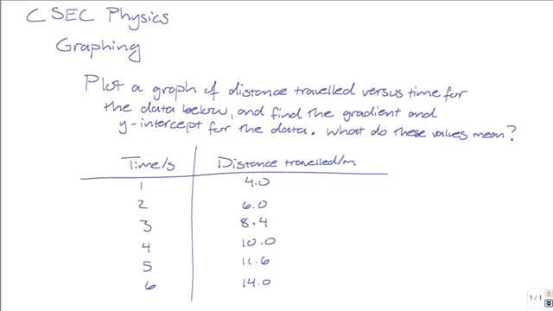We're given some information here that asks us to plot a graph of distance traveled versus time for the data below, and find the gradient and y-intercept for the data. We're also asked what these values mean. In this case, we are told to use a scale of 2 centimeters to 1 second on our x-axis, and 2 centimeters to 2 meters on the y-axis.